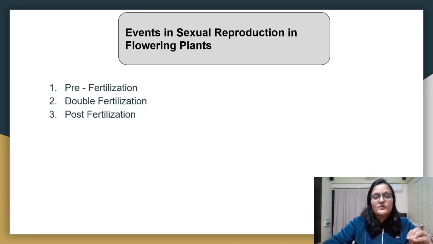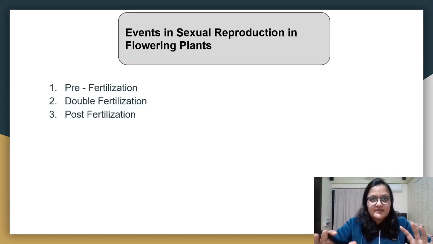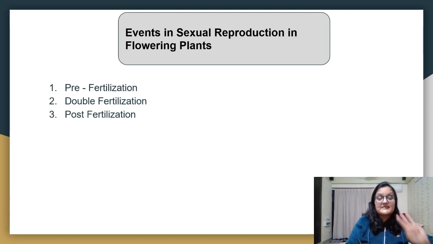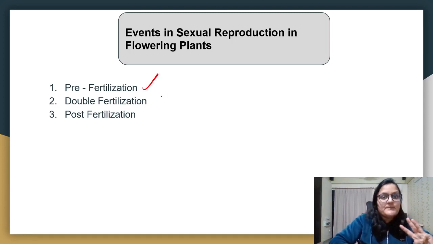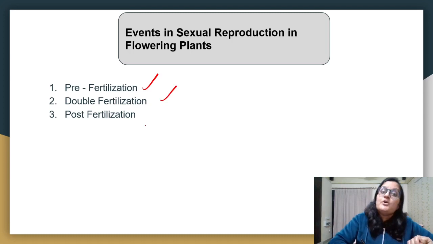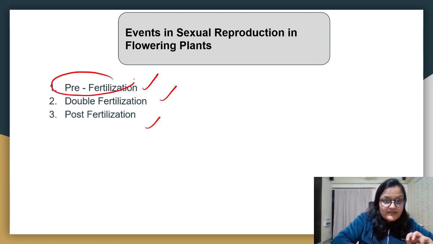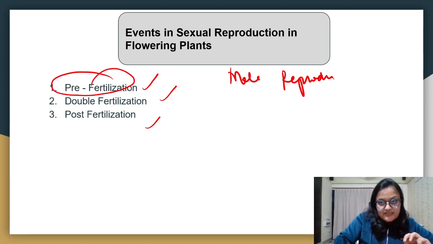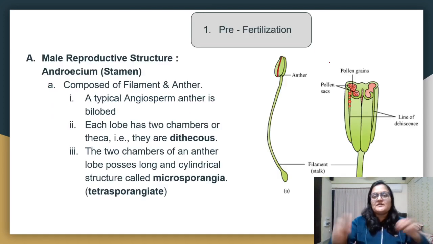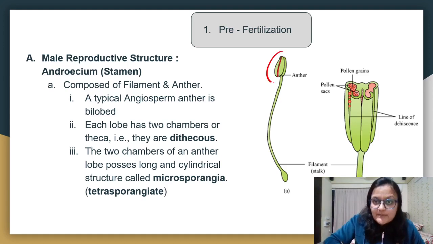The events in sexual reproduction in flowering plants have three basic steps: pre-fertilization, double fertilization, and post-fertilization. In pre-fertilization, we are going to see the male reproductive structure in this video. The male reproductive system, as I have told you, is made up of the anther and the filament.